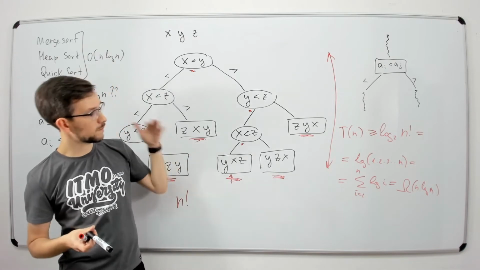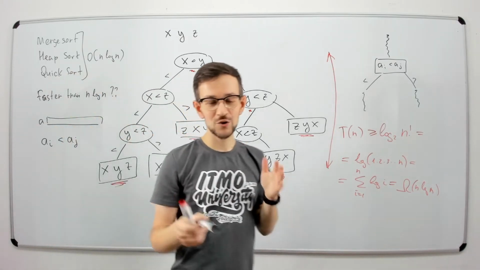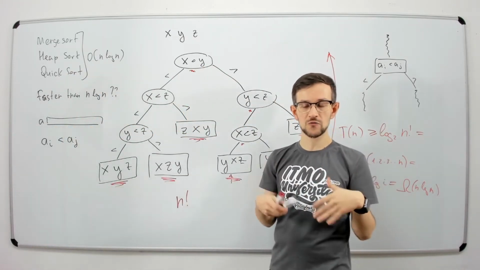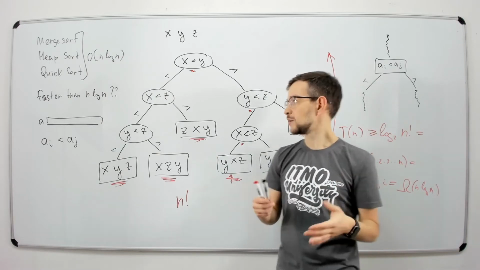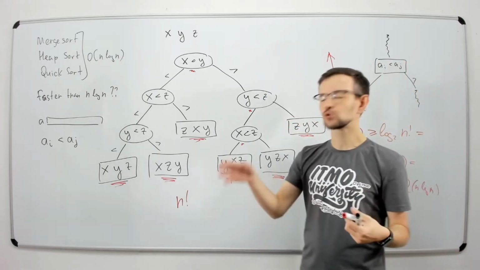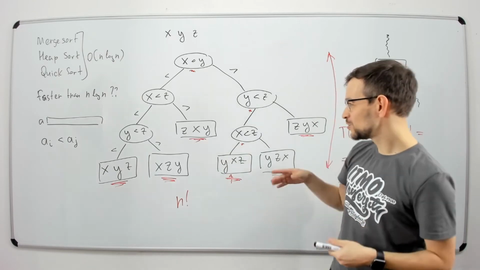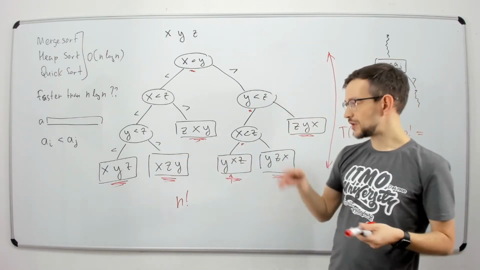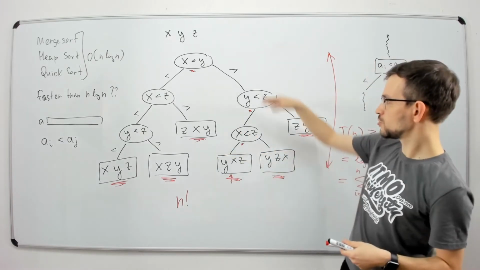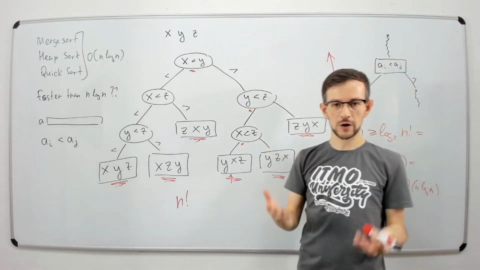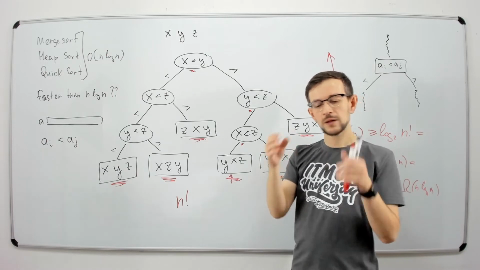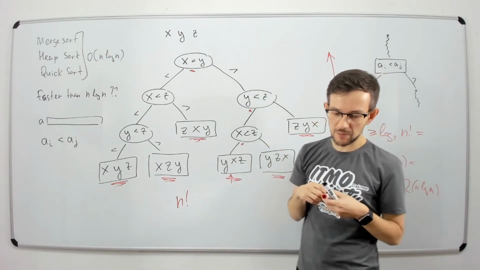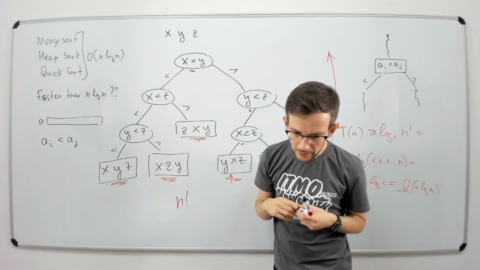So again, why can't you sort faster than in n log n time? Because to sort the array, you need to guess one of the permutations of its elements. And to guess one of the permutations, you need to make at least n log n comparisons. So you can think about it in terms of information theory.